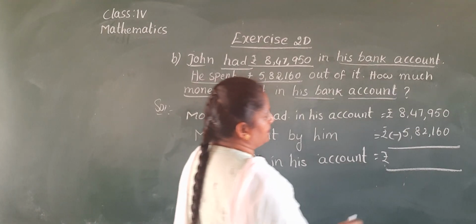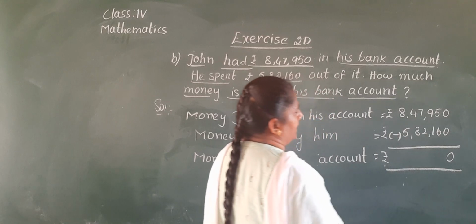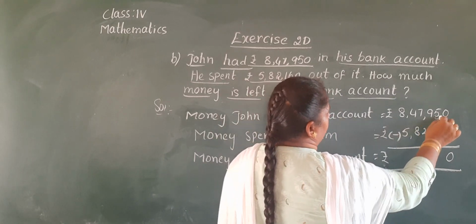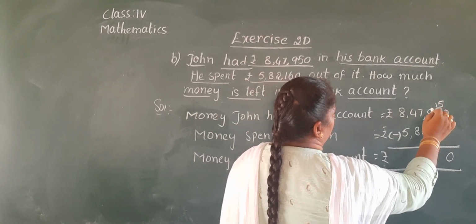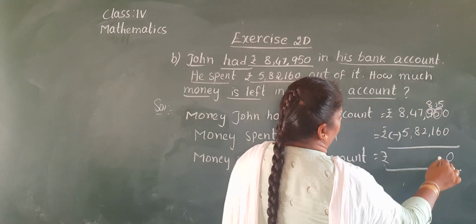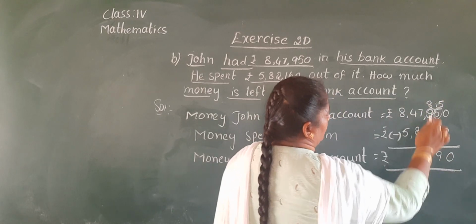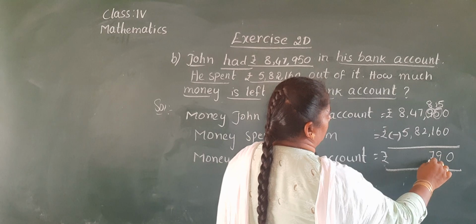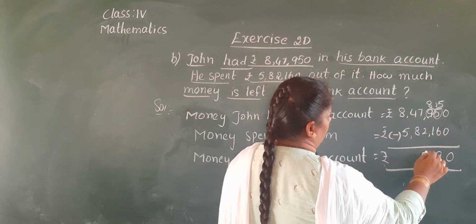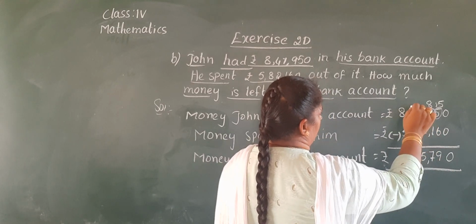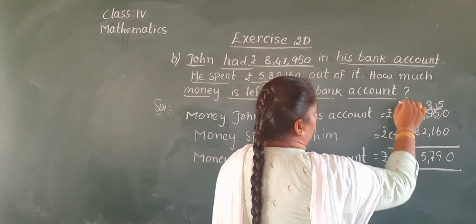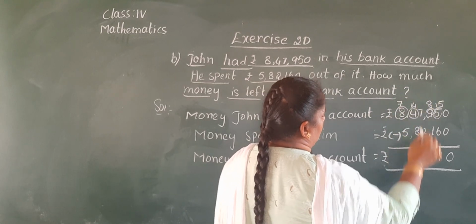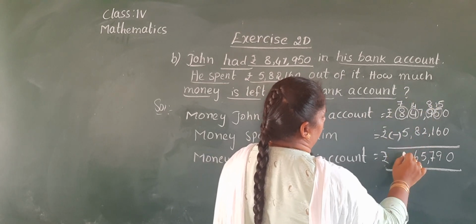Come on, 0 minus 0, 0. 5 minus 6 is not possible. Take borrow, 15. 9 before 8. 15 minus 6 is 9. 8 minus 1, 7. 7 minus 2, 5. 4 minus 8 not possible. Take borrow, 14. 8 before 7. 14 minus 8, 6. 7 minus 5, 2.